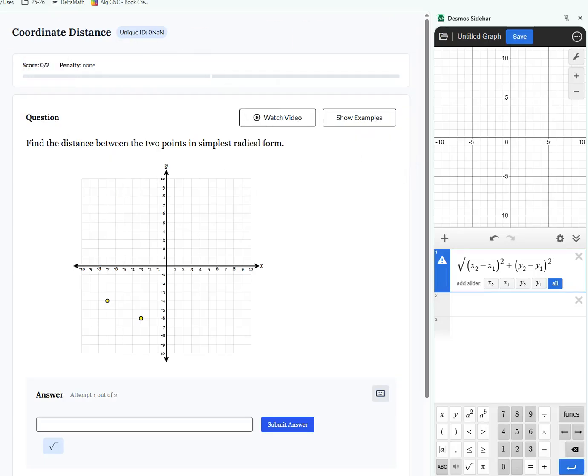All right, guys, just a quick video to show you how to find distance using the distance formula. So here I've got a graph with 2 points, and I want to know what is the distance between them. Pretend that's a straight line.